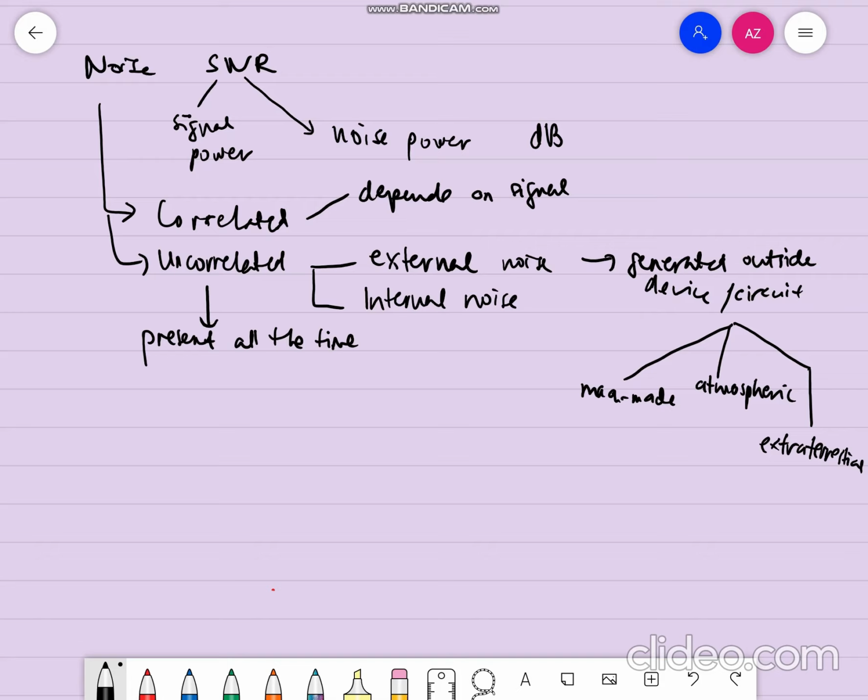Extraterrestrial noise consists of electrical signals that originate from outside the Earth's atmosphere and is therefore sometimes called deep space noise. This one originates from the Milky Way, other galaxies, and also the Sun. Extraterrestrial noise can be further divided into two categories, the solar and the cosmic.